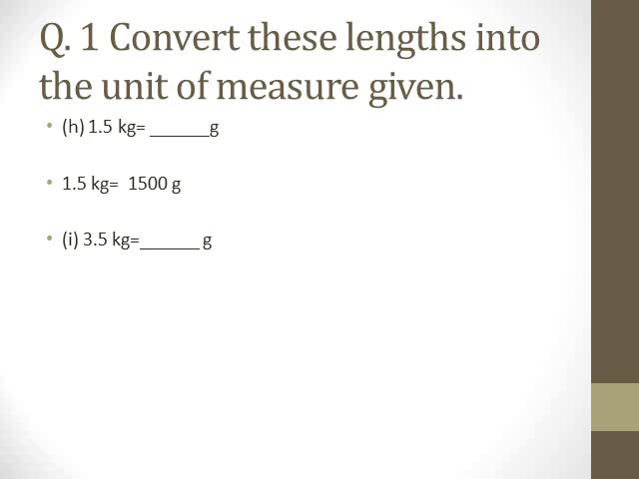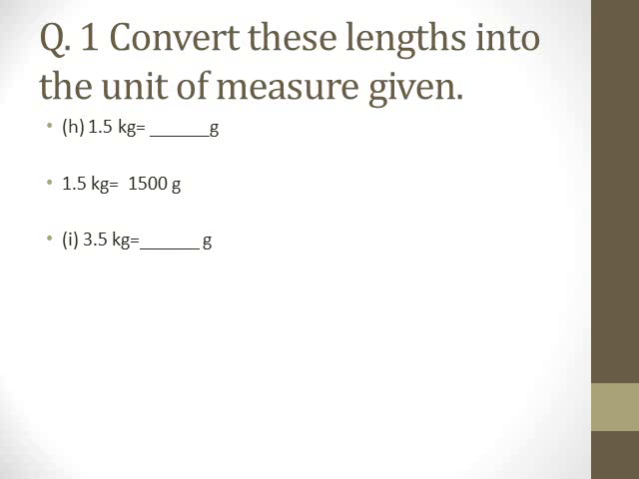The next question we have, I, is 3.5 kg. So how many grams are there in 3.5 kilogram? When you multiply it by 1000, it will become 35.0 when you move the point from left side to right side, 35.0, then 350.0, and then 3500. So 3500 will be the answer.